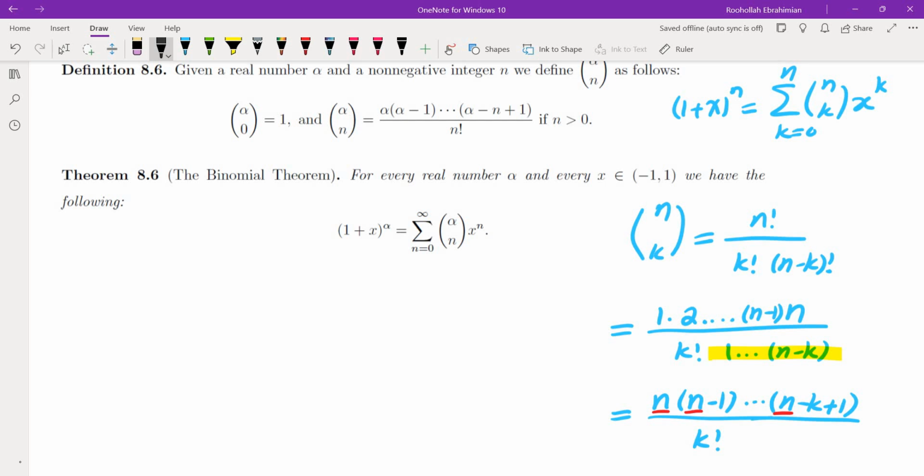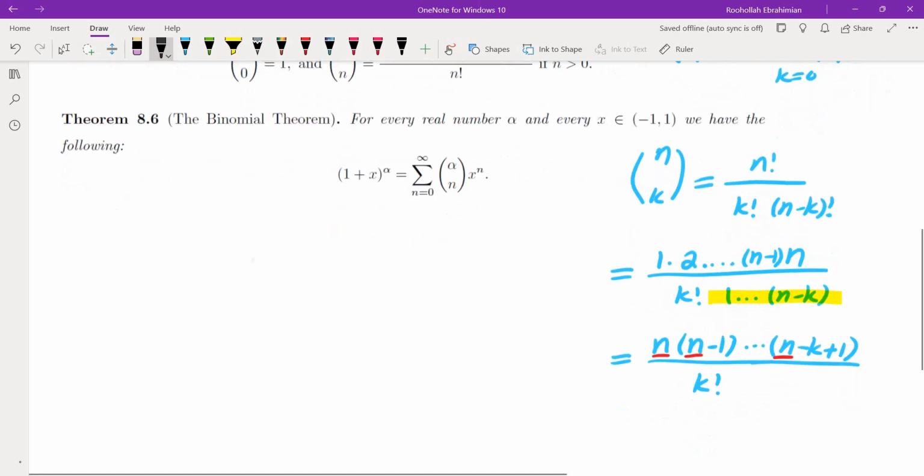Now, what we want to prove today is the binomial theorem that states (1 plus x) to the power of alpha is the sum, n from 0 to infinity, of alpha choose n times x to the power of n. And this is true for every real number alpha and every x as long as x is in the open interval from -1 to 1. Okay, so let's go ahead and prove this one.